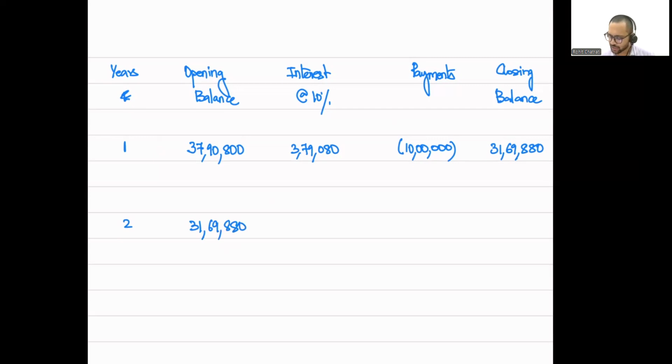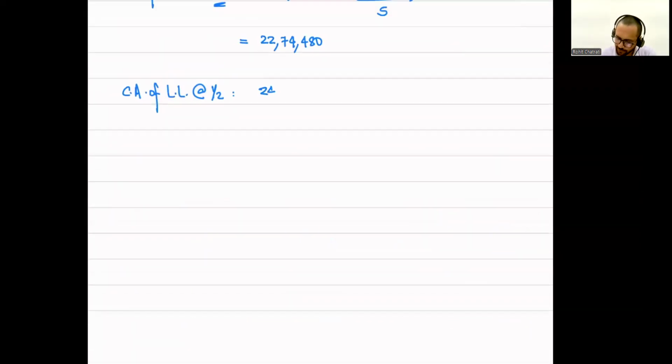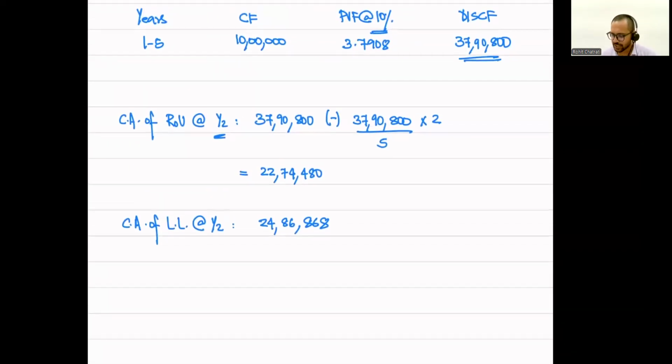For year 2, the beginning balance will become 31,69,880. On that, I have an interest of 10 percentage, which is 3,16,988. I reduce payments of 10 lakh for year 2. My closing balance for year 2 is going to be 24 lakh 86,868. I have this as my carrying amount at the end of year 2. So the carrying amount of ROU asset is equal to 22 lakh 74,480. The carrying amount of lease liability at the end of year 2 is 24 lakh 86,868.